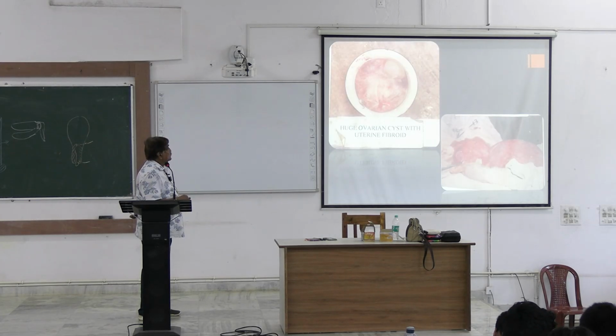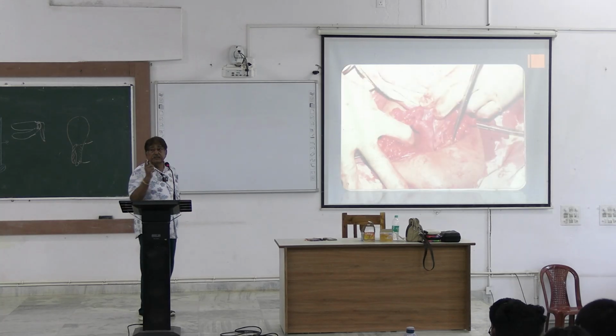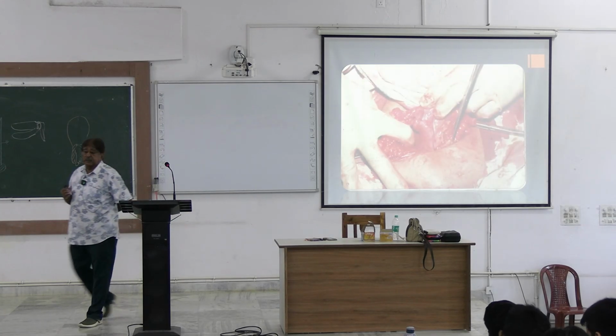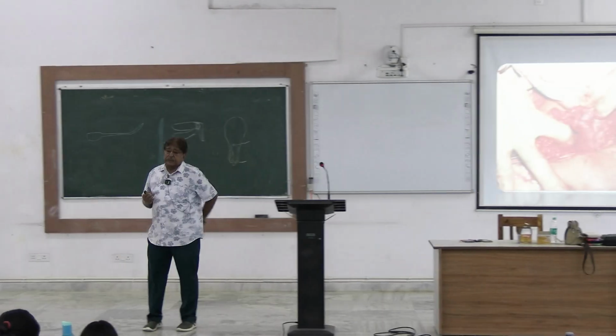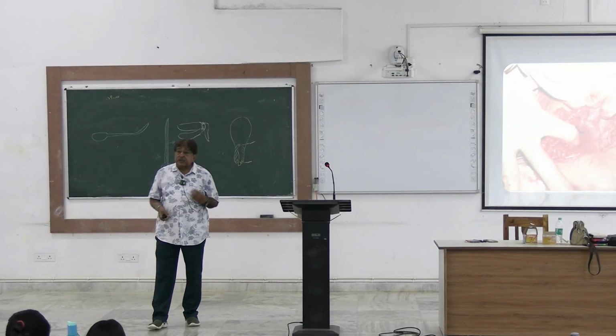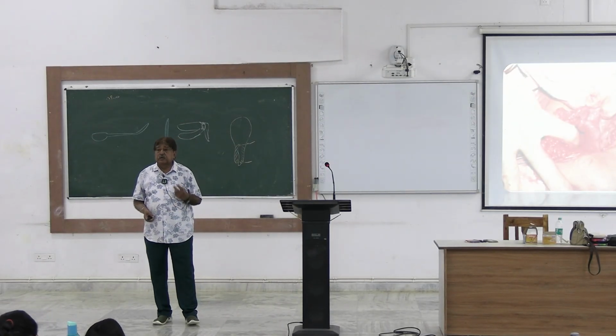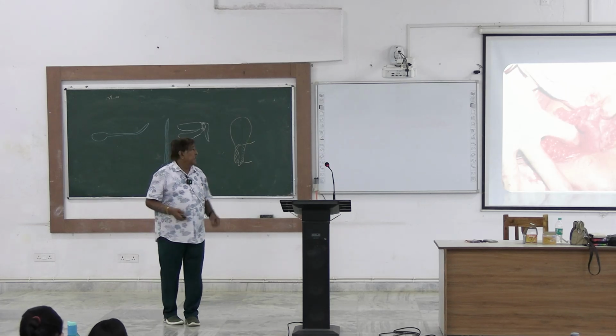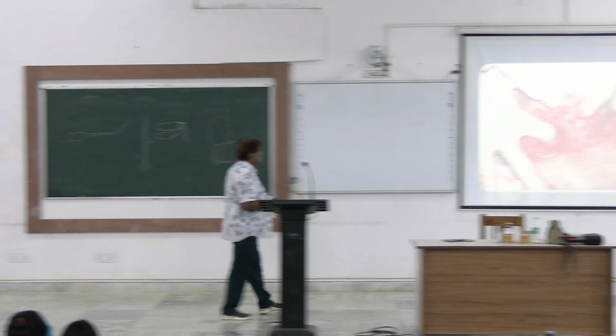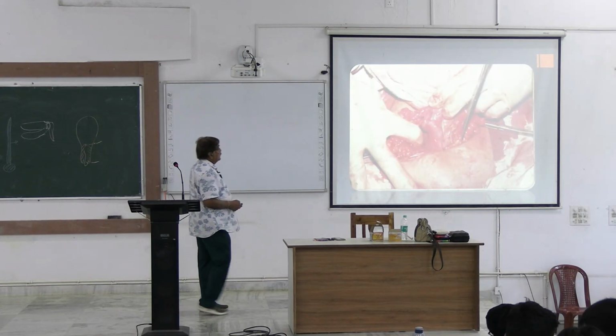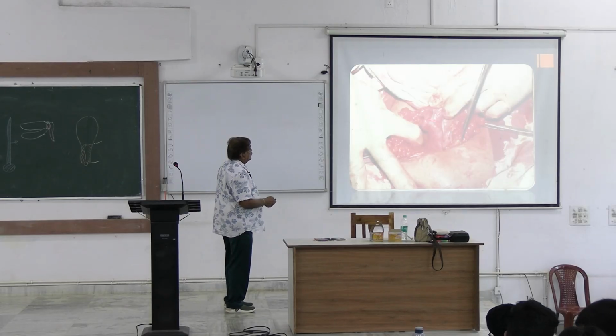The previous picture I showed you was the huge ovarian cyst with uterine fibroid. This cyst was removed and the uterus removed. Now this is interesting. I came across a case where the patient's uterus was not matured, did not grow. Now you see, this is one fallopian tube.